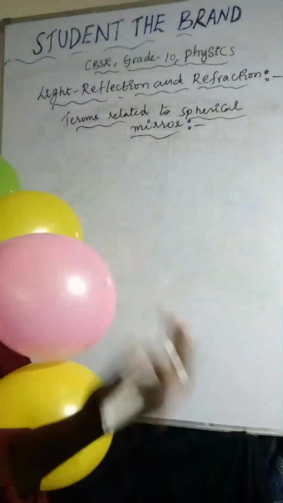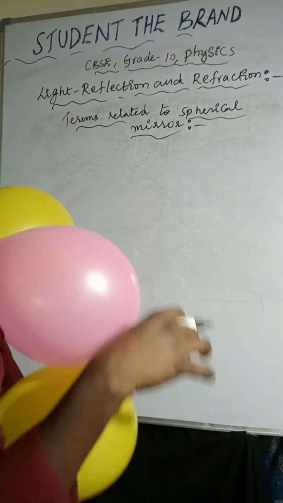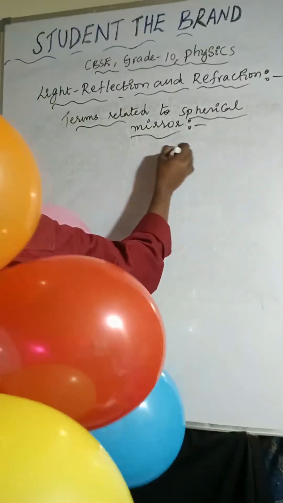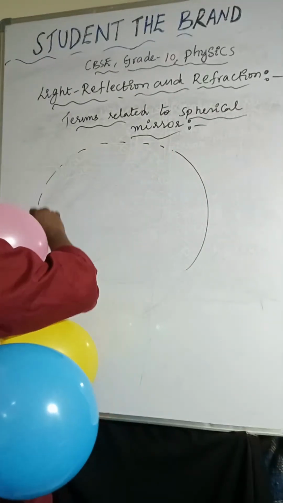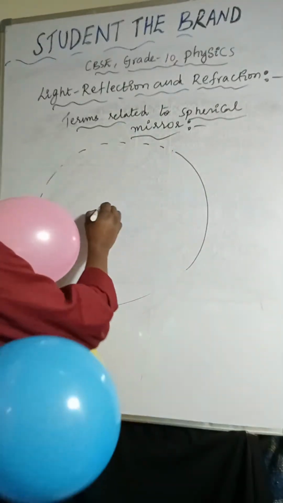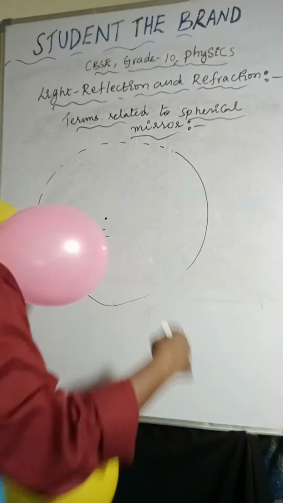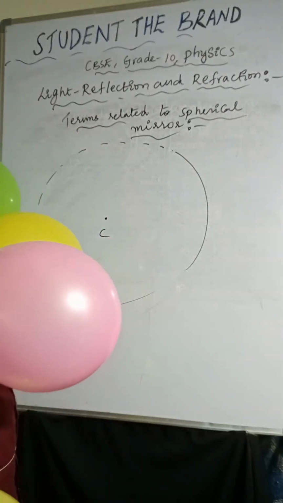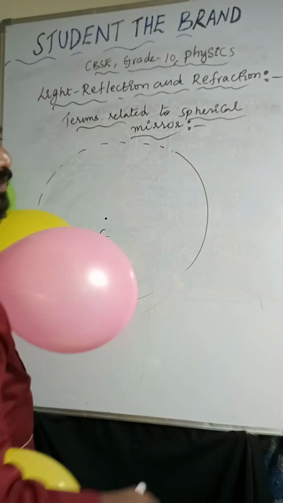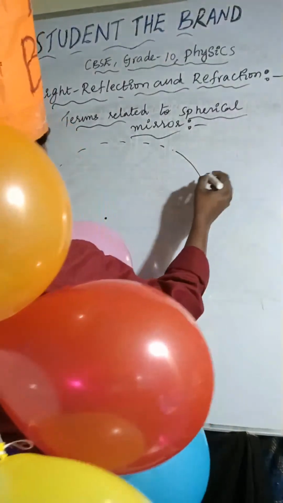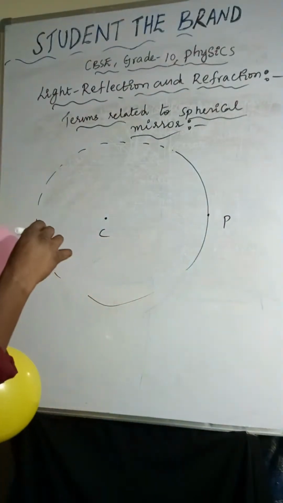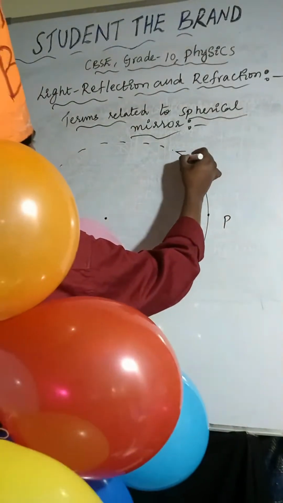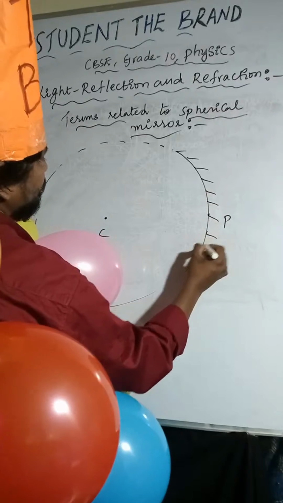Terms related to spherical mirror. Now you can observe here, I am taking this concave mirror. This is the center of the imaginary sphere of which the mirror is a part. The midpoint of the mirror is the pole.